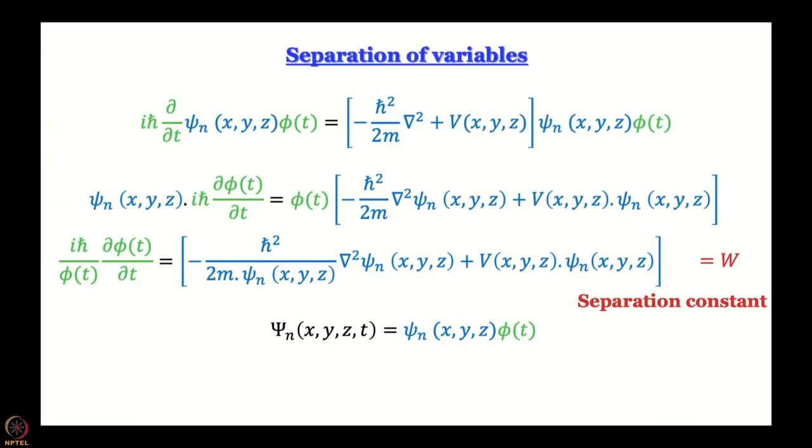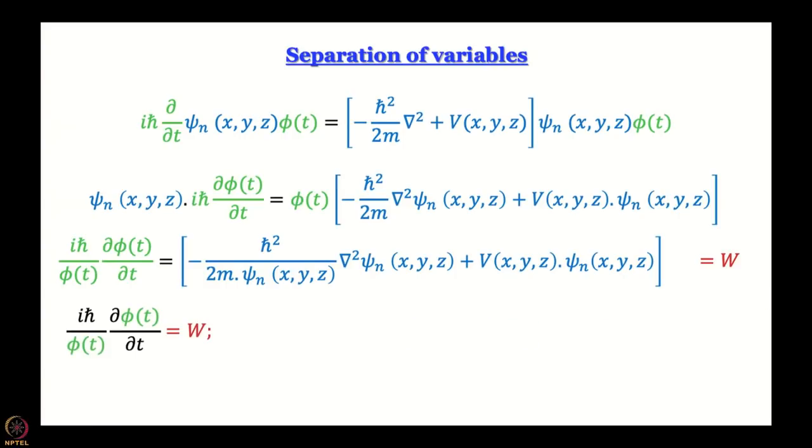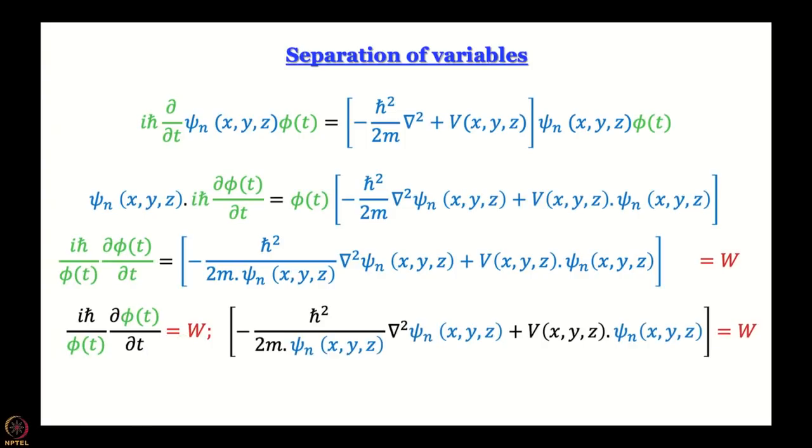The time dependent equation that we have is i h cross by phi of t multiplied by d phi t dt; in fact we might as well write d phi t dt here because it is no longer a partial derivative. The time independent space dependent part is this. It is very easy to solve the time dependent wave equation, anybody can do it, and when you do it the solution that you get is e to the power minus i W t divided by h cross.